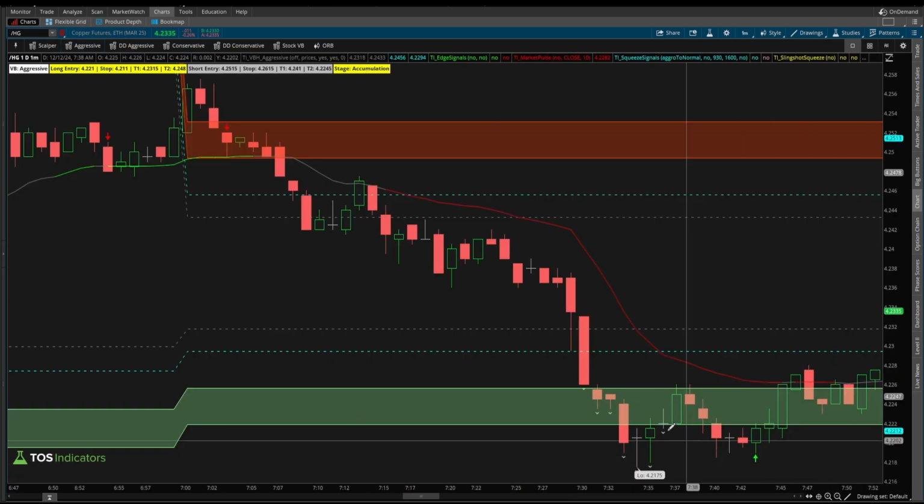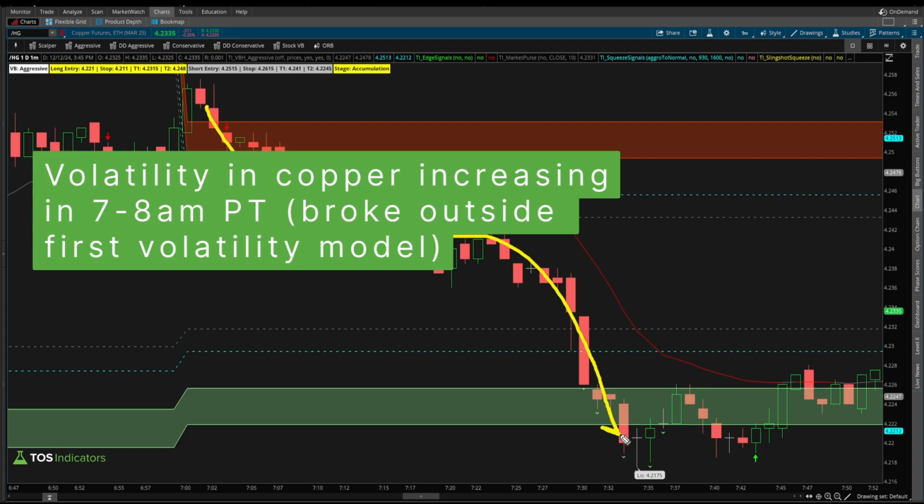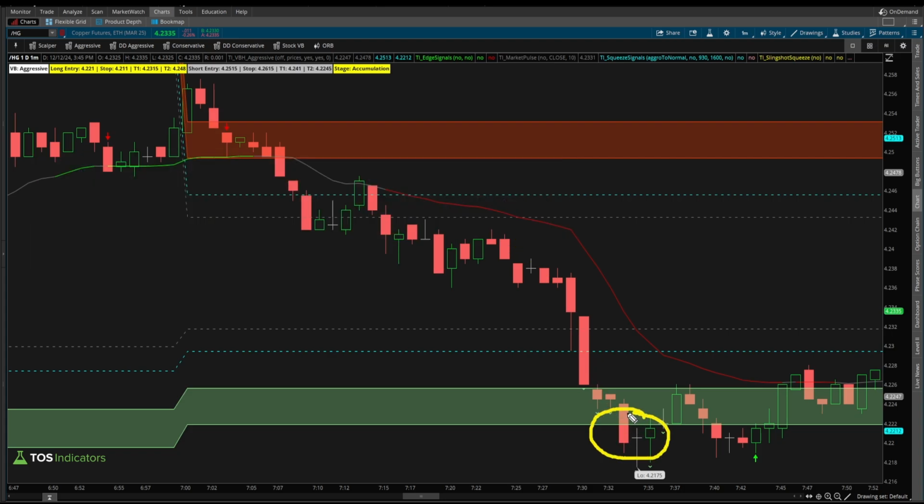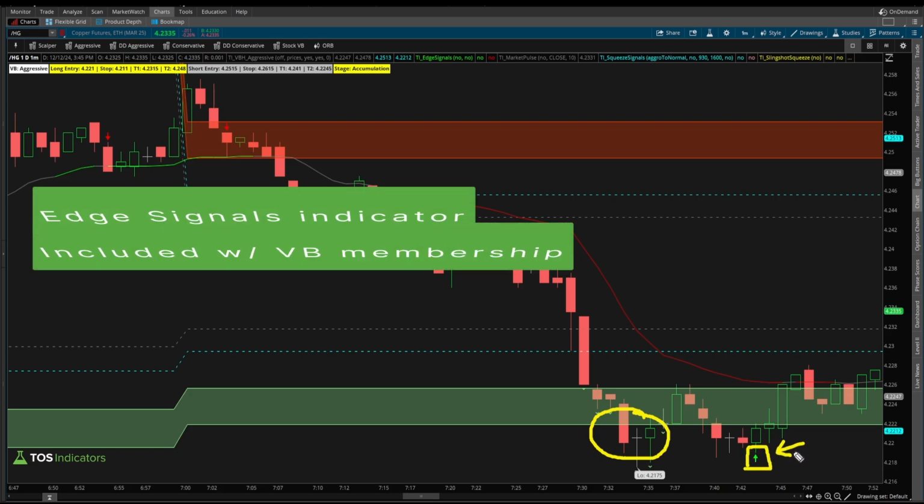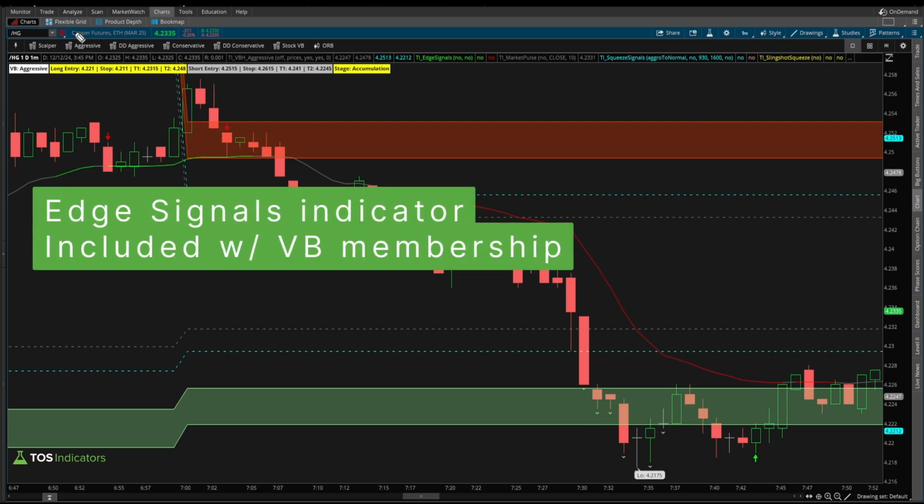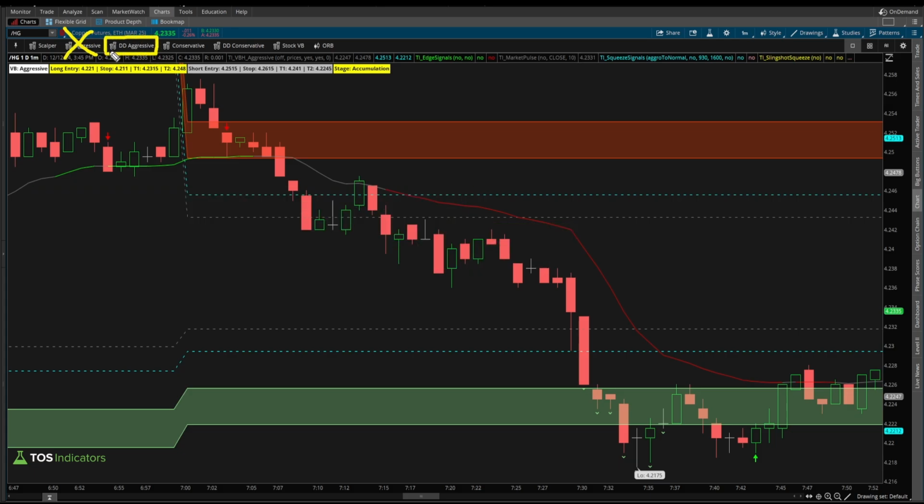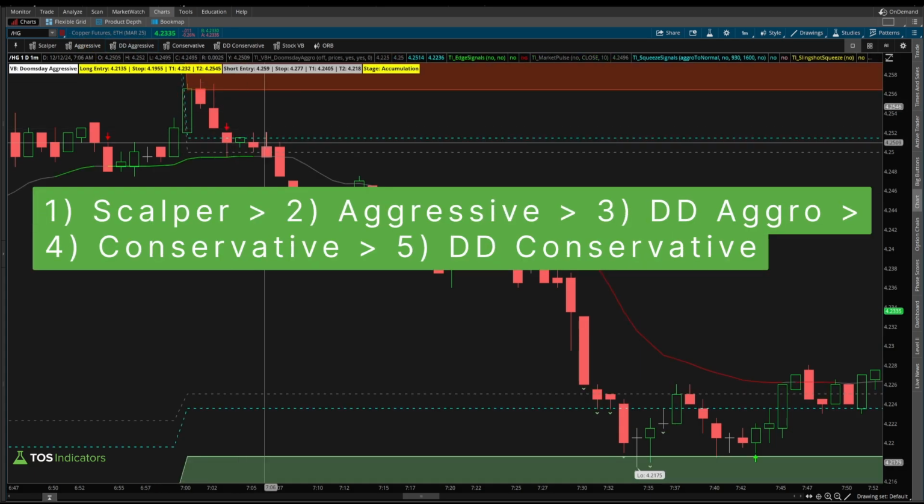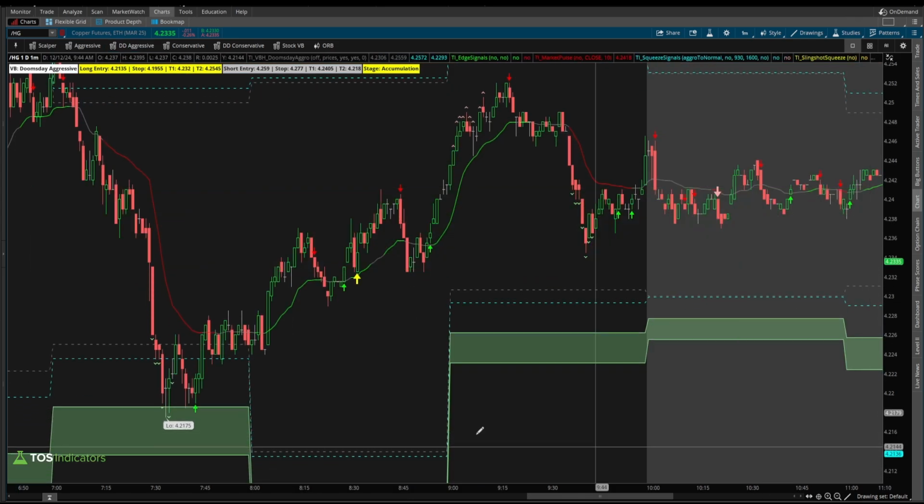Now the 7 to 8 a.m. Pacific hour hits, and this is where volatility picks up inside of copper. You should notice copper breaks outside of our volatility box models, and this happens before we see the edge signal confirmation. That tells us that, hey, the aggressive models are no longer being respected, and we need to now adapt to the new volatility. Now we load in the doomsday aggressive models, and we now get the making of a very familiar setup, our V-shaped reversal setup.